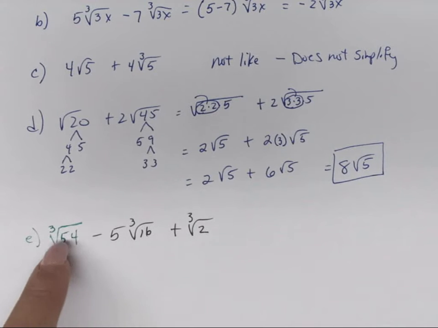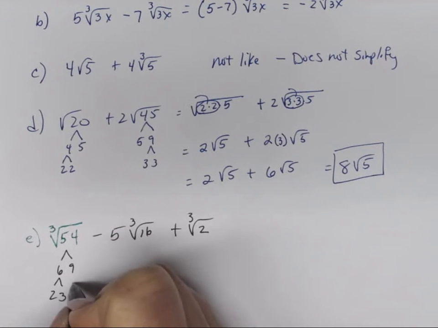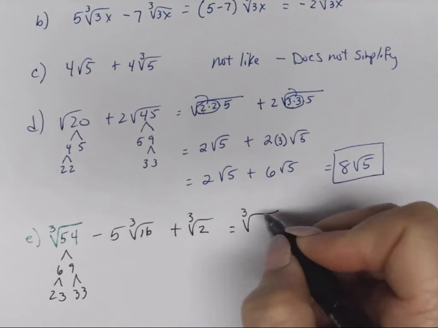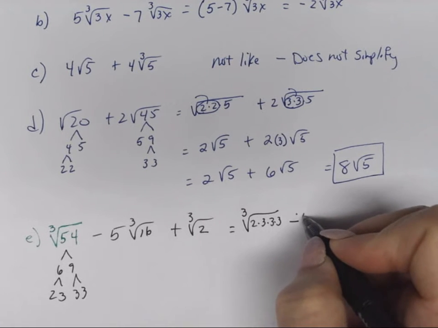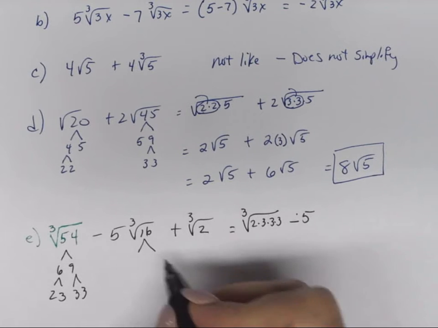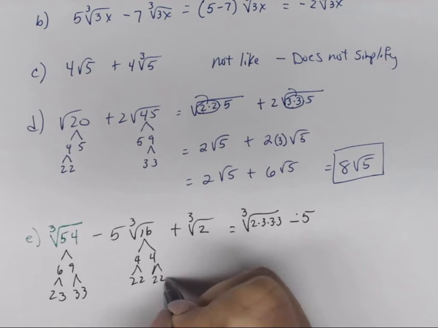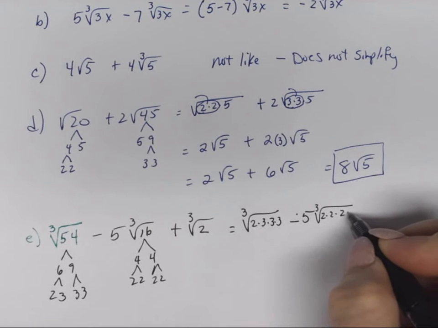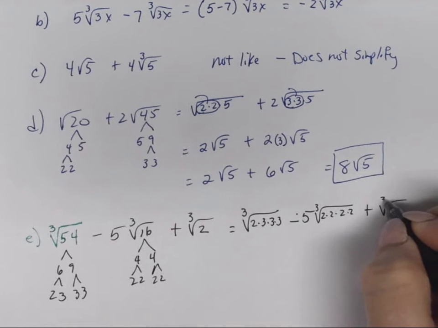Well, these do not look anything alike except that they are cubed roots. So let's break them down. So 54 would be 6 times 9. 6 is 2 times 3. 9 is 3 times 3. So this will get us the cubed root of 2 times 3 times 3 times 3 minus 5. This is going to be 16. We'll go 4 times 4. 2 times 2, 2 times 2. So cubed root of 2 times 2 times 2 times 2. The cubed root of 2 is not going to reduce, so plus the cubed root of 2.